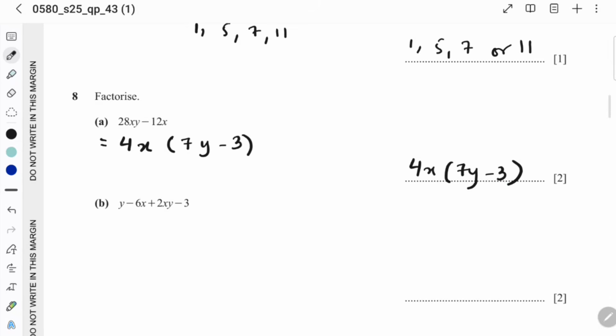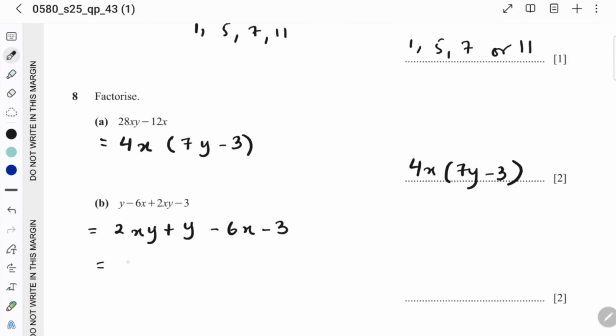Okay, now part B: y minus 6x plus 2xy minus 3. You can see that in y minus 6x nothing is common, so you'll have to pair in such a way that the same brackets come common, like usually in factorization. So what are we going to do? 2xy with y together, and minus 6x and minus 3.